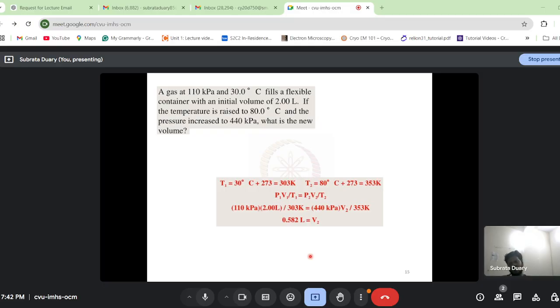So this is also like this, where nR is fixed. Now P1 V1 by T1 equals P2 V2 by T2, and from there you can get the value. So 110 kilopascal into 2 liter by 303 Kelvin equals 440 kilopascal into V2 by 353 Kelvin. So 0.52582 L is the volume.